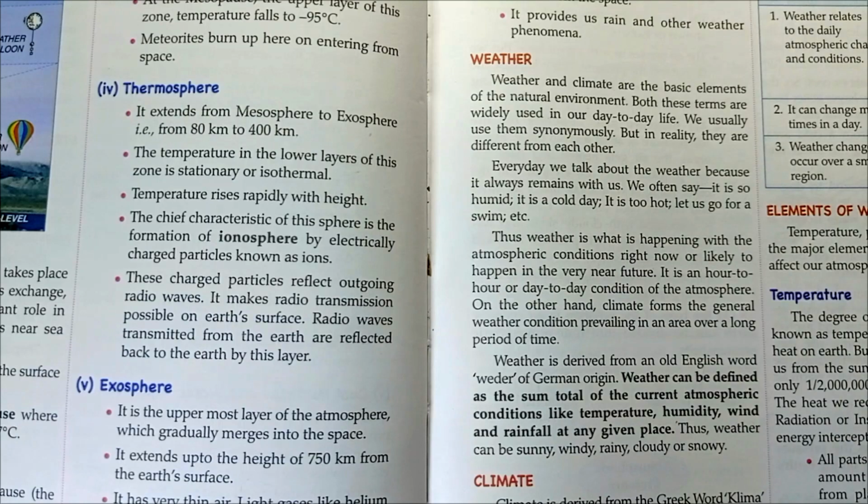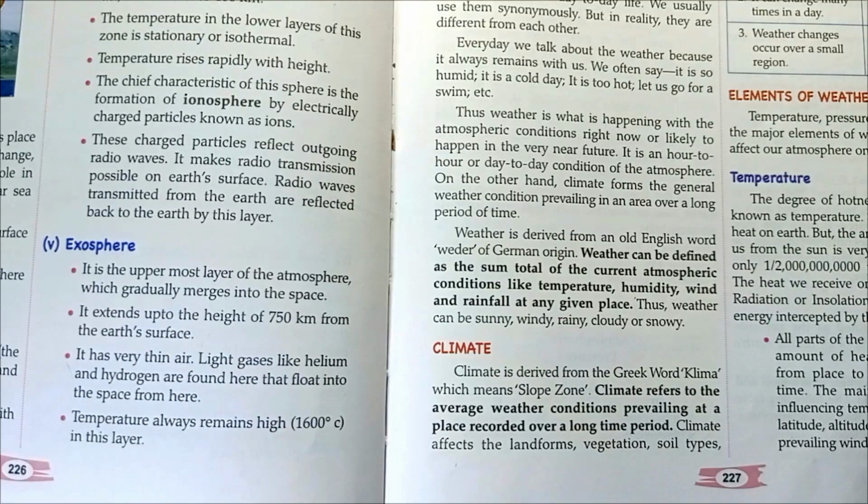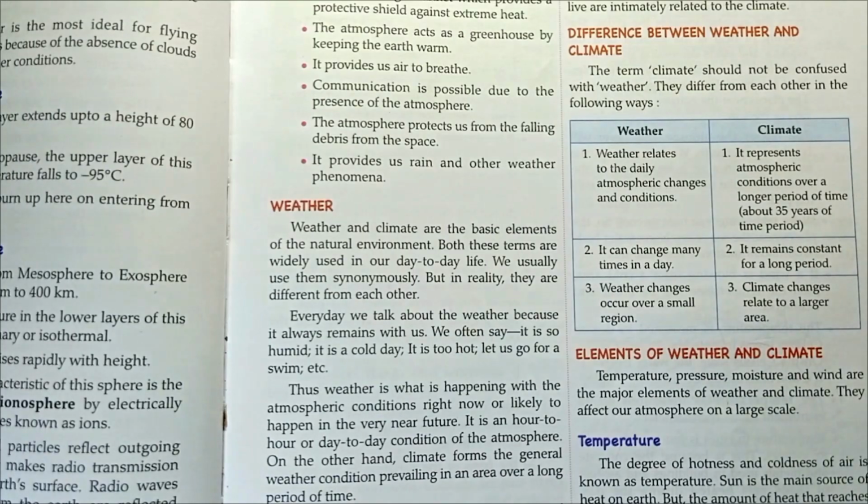Weather is the sum total of the current atmospheric conditions like temperature, humidity, wind and rainfall at any given place. Next is our climate. Climate is the average weather conditions prevailing at a place recorded over a long period of time. Now, the difference between weather and climate.